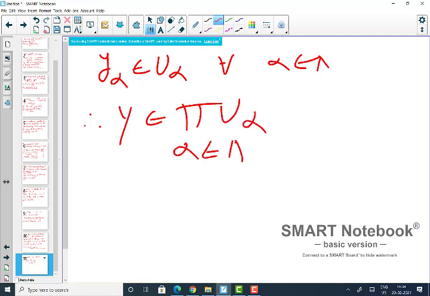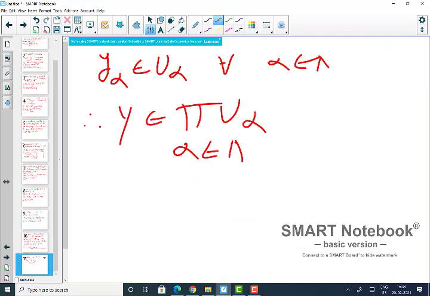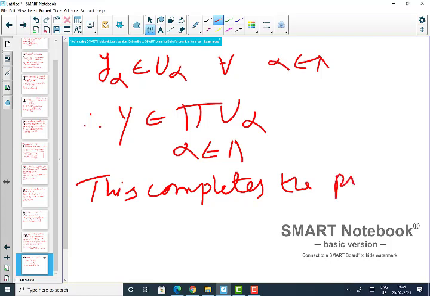And this shows that every element of the epsilon ball centered at x is also an element of this product of U_alphas, and hence this basis element contains the basis elements of the uniform topology. So what does that mean? That means the uniform topology is finer than the product topology. So this completes the proof.